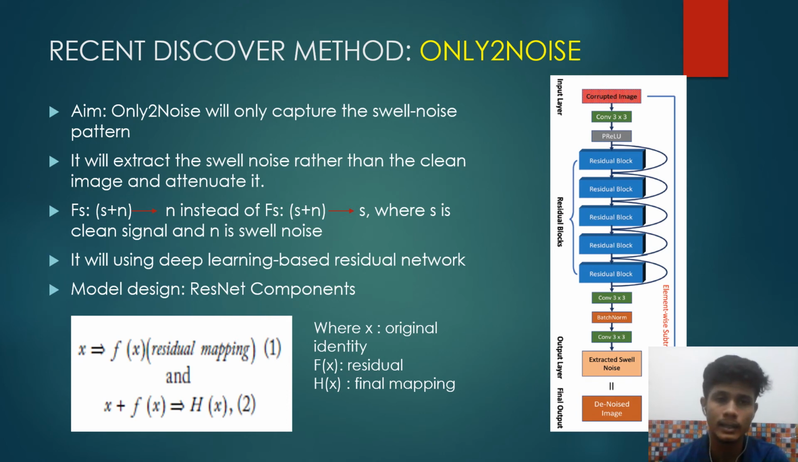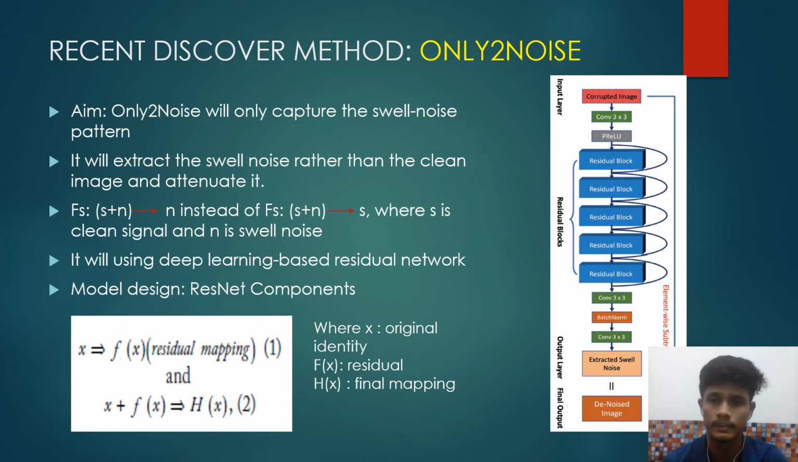This method uses a deep learning based residual network. The model design is basically from the ResNet components, where x is the original identity, F(x) stands for the residual, and H(x) stands for the final mapping. The picture in the slide shows the mechanism of the Only-Noise method, which produces the denoised image by subtracting the extracted swell noise from the corrupted image, and we arrive at the denoised image.